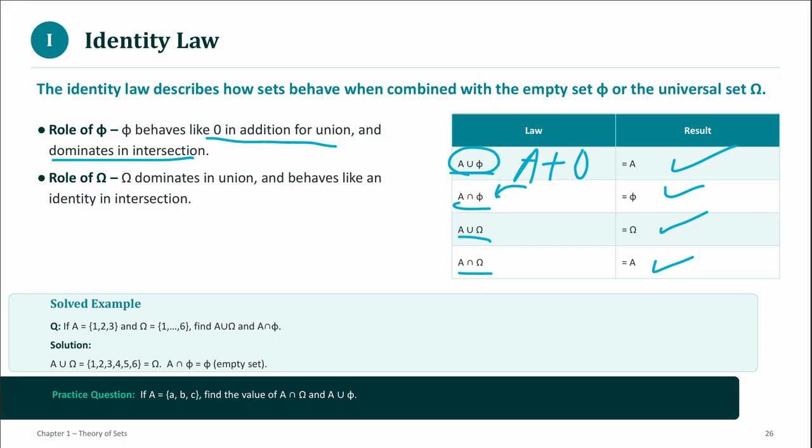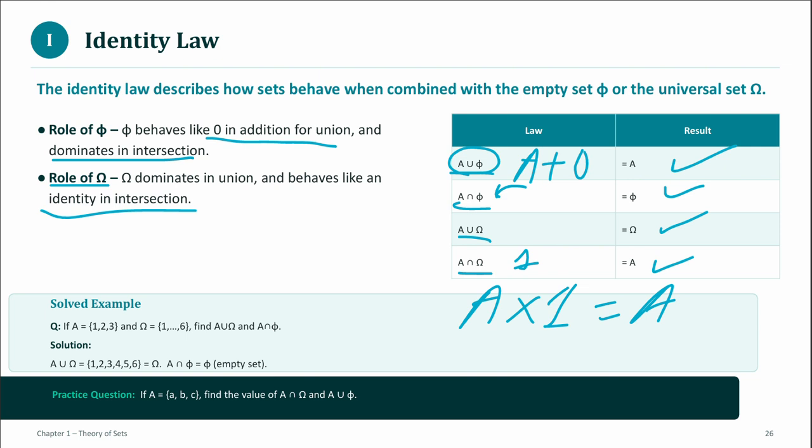So phi behaves like 0 in addition for union and dominates in the intersection. Here it is basically behaving like a 0, right? Like A plus 0, what do we get? A, right? Here it dominates. Now the role of the universal set: the universal set dominates in union and behaves like an identity in intersection. So here it's just an identity. That means it is behaving like 1. If I'm multiplying A by 1, I'll get A. So it is behaving like an identity.